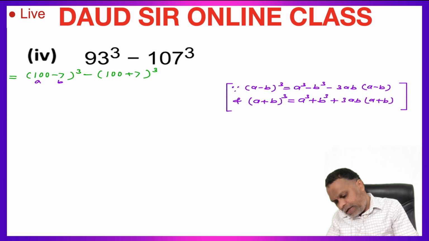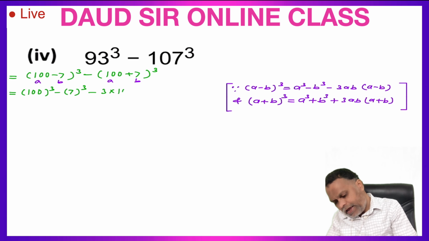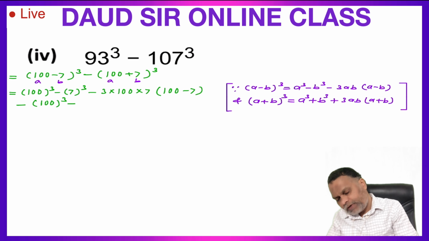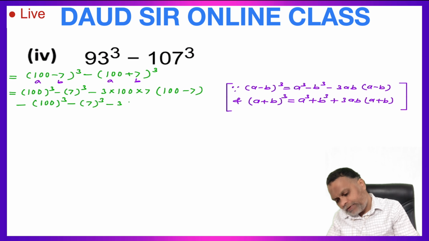So this is a b, which is equal to a minus b whole cube, 100 cube minus 7 cube minus 3a into b into a minus b, 100 minus 7, minus a cube, multiply by this minus sign, so 100 cube plus 7 cube plus minus minus 7 cube plus 3ab plus minus minus 3 a 100 and b 7 into a plus b 100 plus 7.